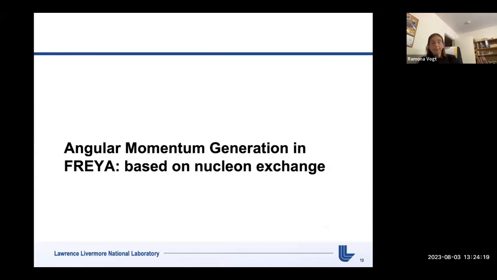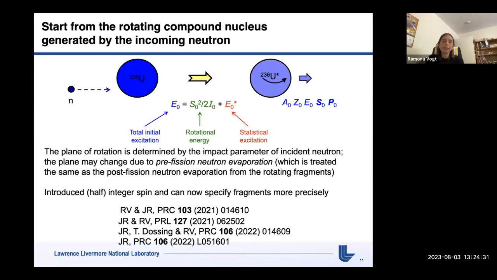So now, angular momentum generation, and this has to do with how fission actually occurs. It's based on nucleon exchange, and so the idea is, this is kind of just a schematic drawing of what I was explaining of how the compound nucleus is formed in the first place. The neutron comes in and it hits a heavy nucleus like uranium-235, and it could hit it anywhere.